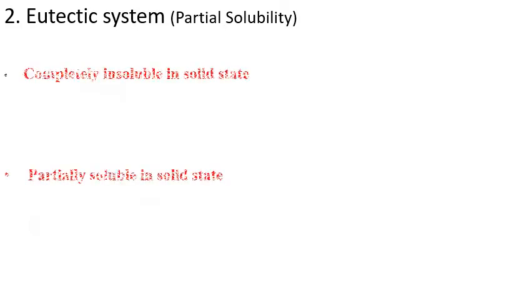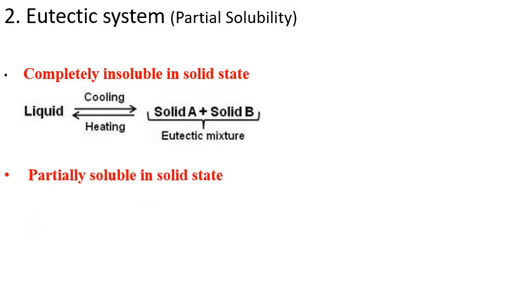So what exactly is a eutectic system? Here we'll have two parts. One is completely insoluble in the solid state. Here we write that a liquid will solidify into two solids which are insoluble in the solid state but completely soluble in the liquid state. So a liquid, upon cooling, will give rise to solid A plus solid B. The mixture of solid A plus solid B is a eutectic mixture.